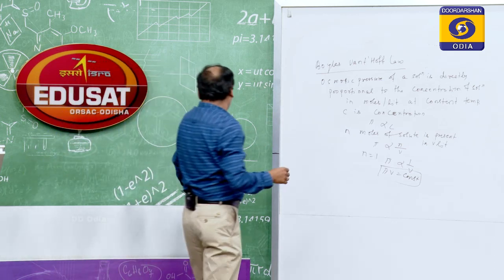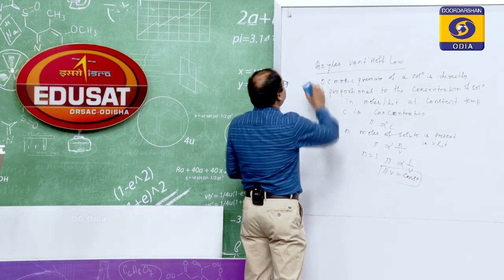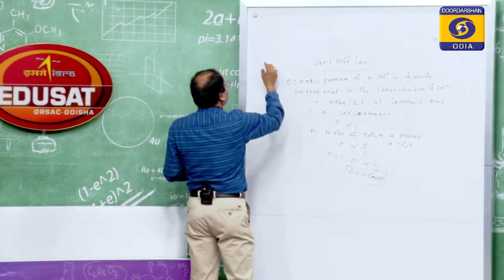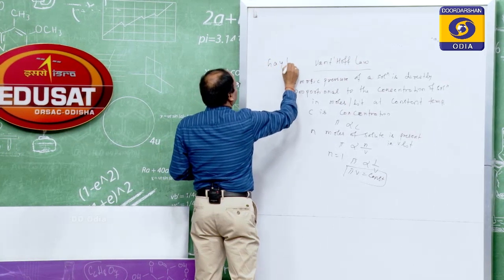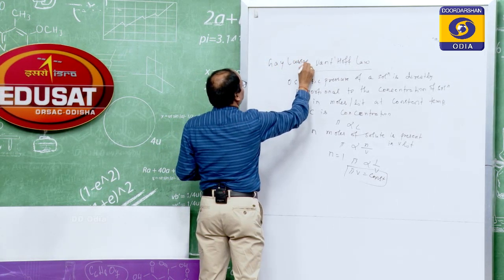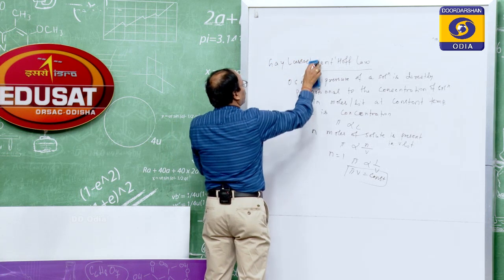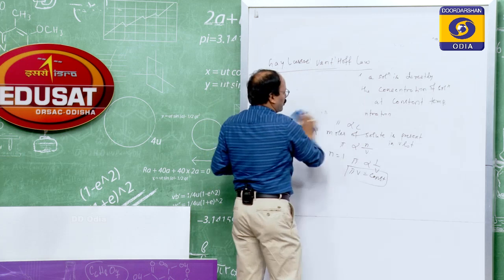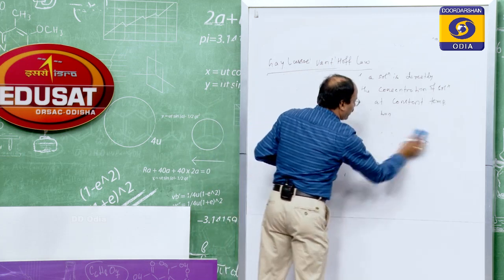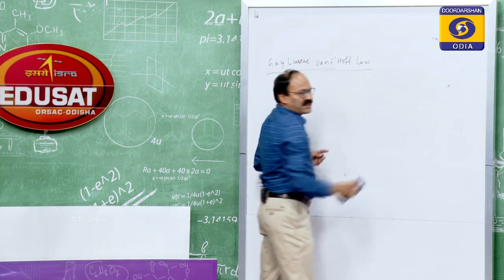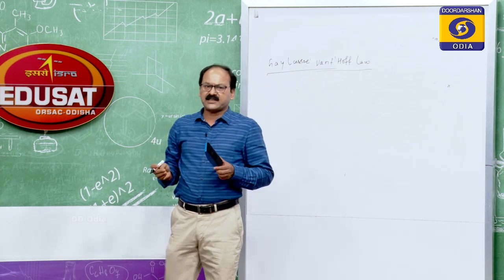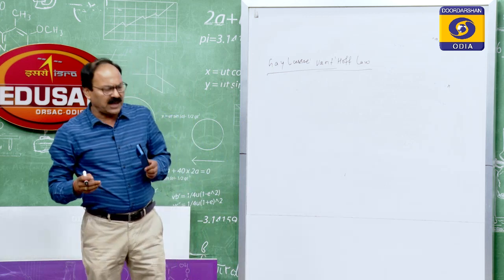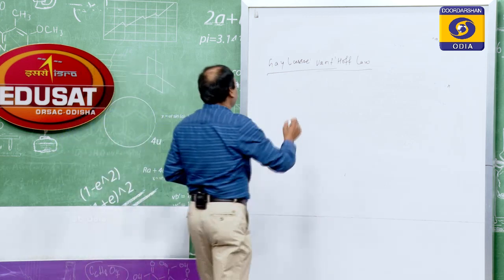Now, we will go to another Van 't Hoff law, that is the Gay-Lussac Van 't Hoff law. In some books you will find that this is the Charles Van 't Hoff law, actually it is the Gay-Lussac Van 't Hoff law. What does the law state? The osmotic pressure of a solution of given concentration is directly proportional to the absolute temperature, or temperature in Kelvin scale.